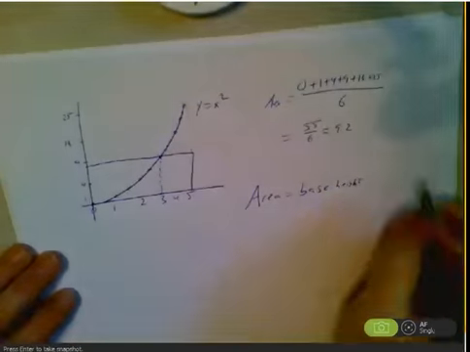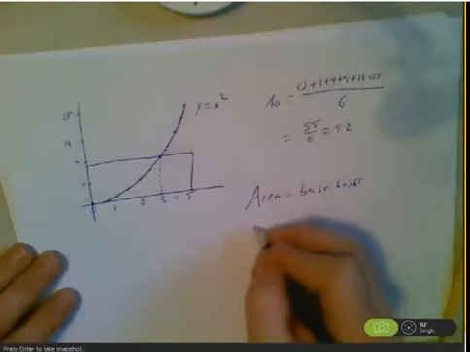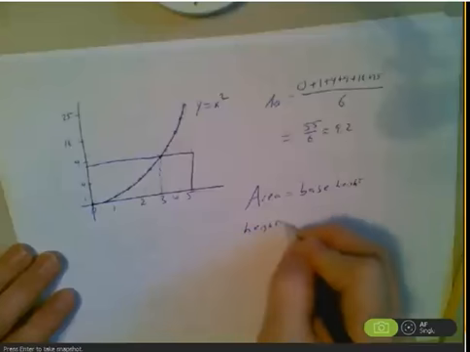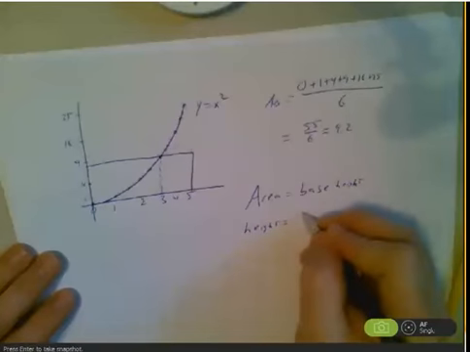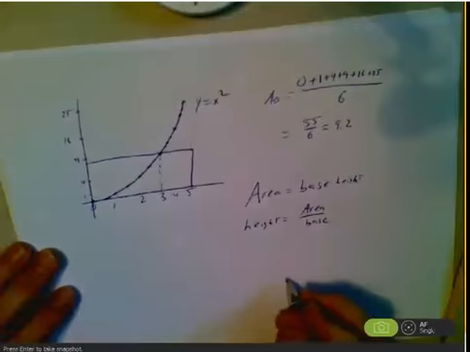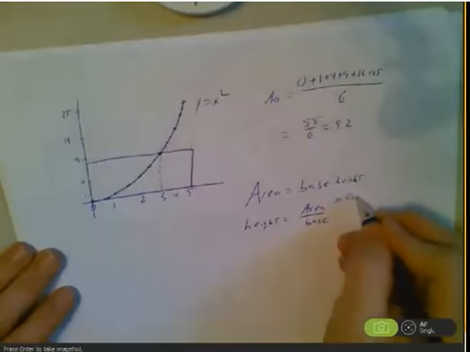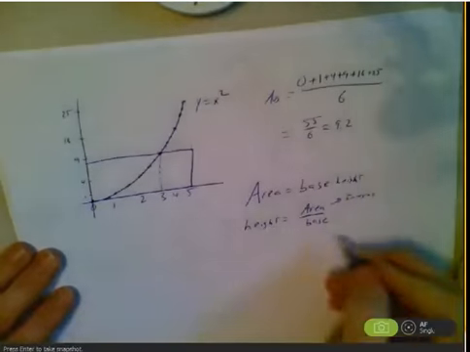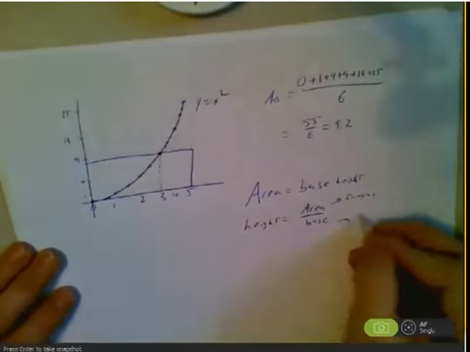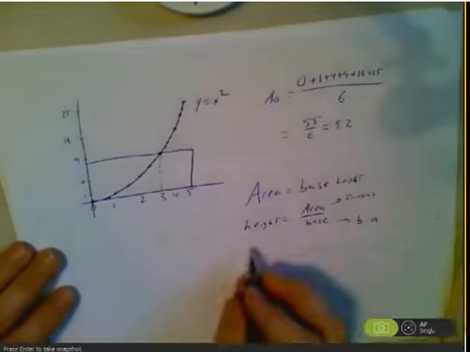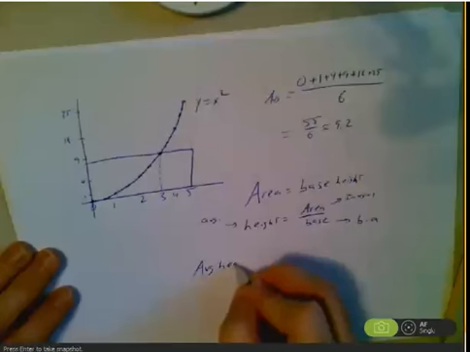Area is just base times height, like it always has been. That hasn't changed. So if I want to solve for the height, I can just divide both sides by base and get height equals area over base. We know how to find area using our integral, and we know how to find base. That's just b minus a. And then the height would represent our average height, which is our average value that we've been talking about.